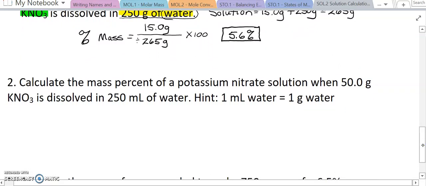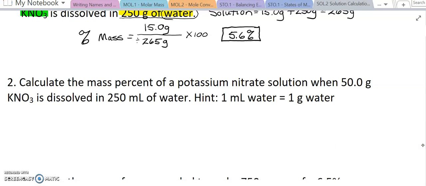The second problem has a couple of things that we need to pay attention to, but let's take a look at it. Calculate the mass percent of potassium nitrate in a solution when 50 grams of KNO3 is dissolved in 250 milliliters of water.